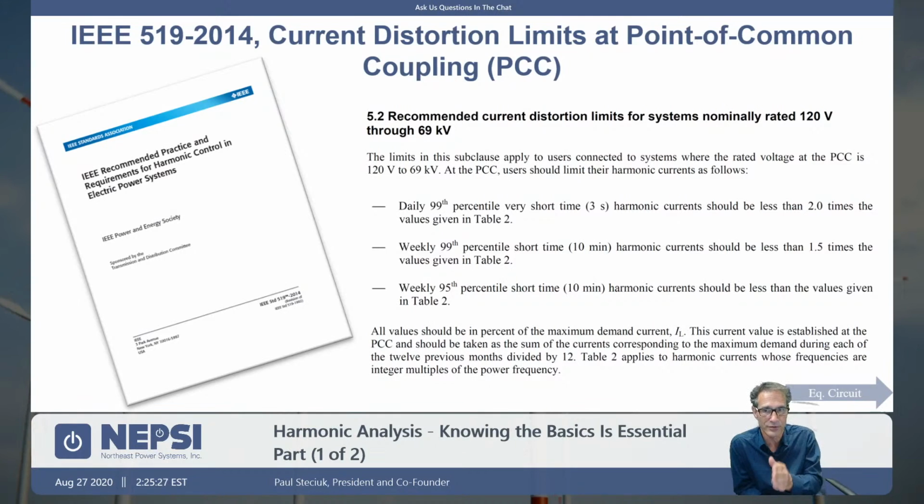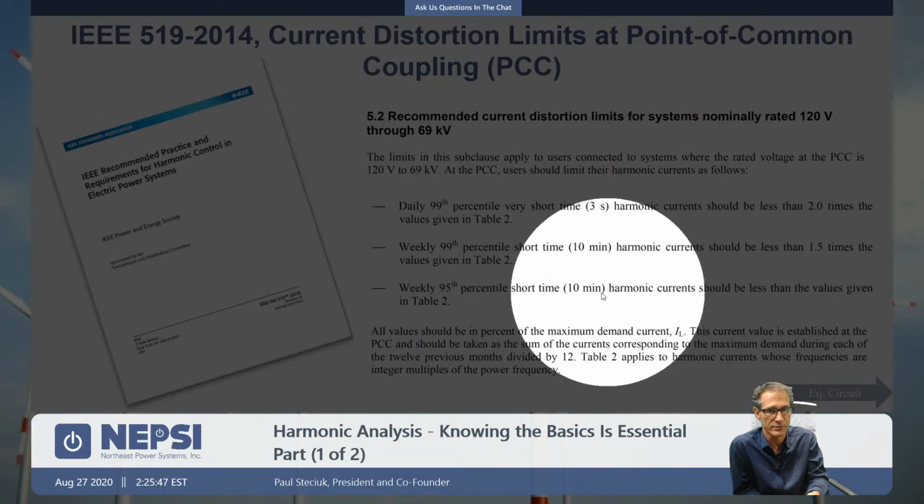So it aims to put the responsibility on the industrial customers with nonlinear loads to correct their problems at the load. And that's really the aim of IEEE 519, to correct the current distortion at the PCC to within certain values. It's based upon the 95th percentile, as we show here. This is the value that I pay attention to the most.